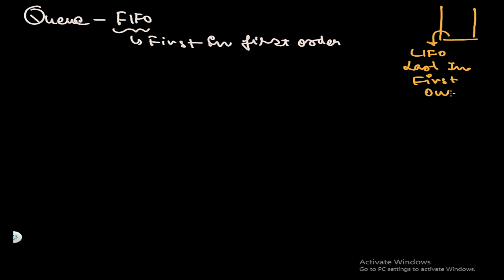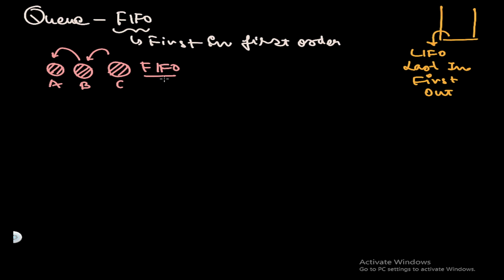Whereas in the FIFO order, we have first in first out. That means if we have element A which comes first, it will be processed first. Element B comes after element A, so it will be processed after element A. Element C comes after element B, so it will be processed after element B, which will be processed after element A. So this is known as FIFO order.